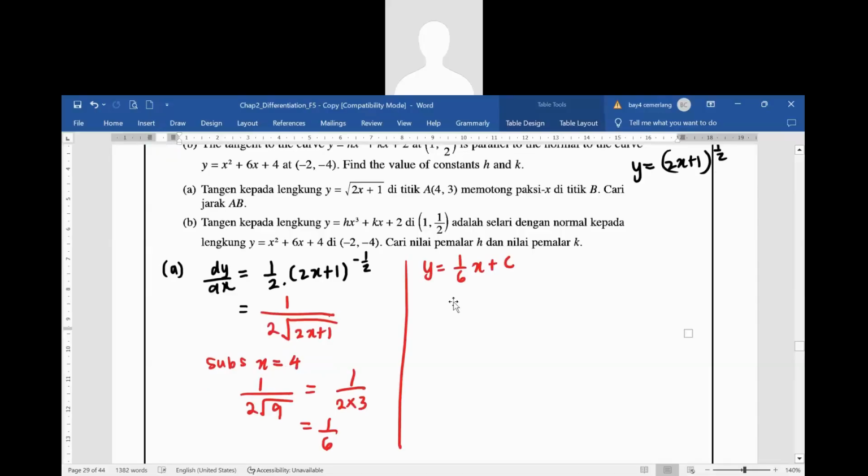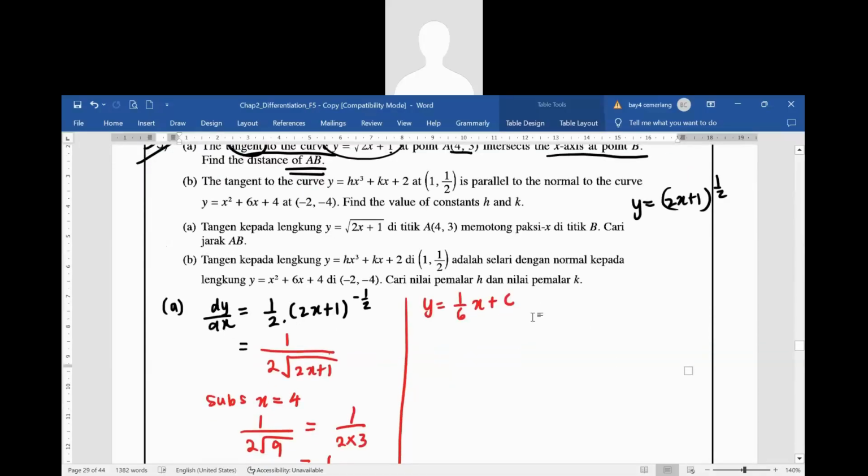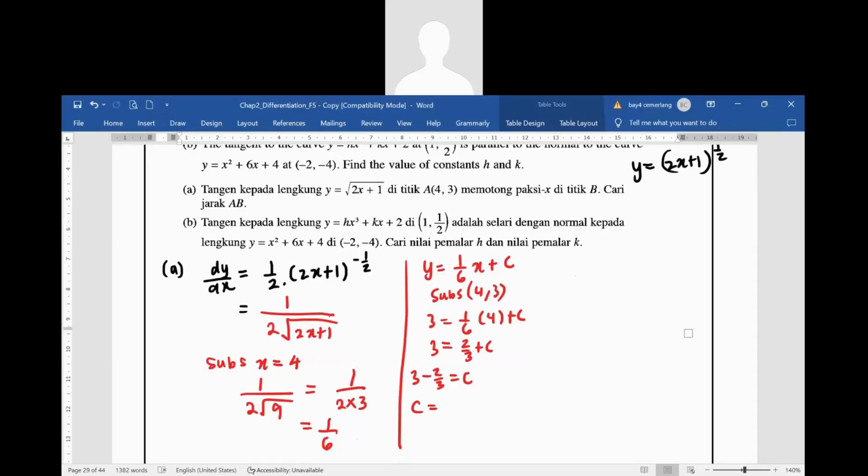Why do we find the equation of the tangent? Why don't we stop at the gradient? Because it does not say gradient to the curve. It says tangent to the curve. That means, for the tangent, we must focus on the equation of the tangent. Okay. Now, again, substitute your 4 and 3. So, 3 is equal to 1 over 6 times 4 plus c. So, 2 over 3 plus c is equal to 3. So, 3 minus 2 over 3 is equal to c. So, c is equal to 9 over 3 minus 2 over 3, which is 7 over 3. Therefore, y is equal to 1 over 6 x plus 7 over 3.